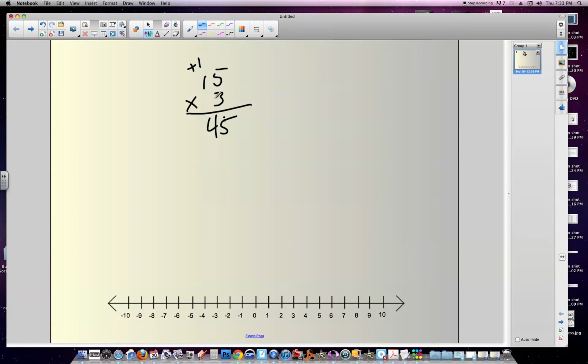The reason that this algorithm works is because of the distributive property. I can write 15 in expanded form as 10 plus 5, and that 15 is being multiplied by 3. So what did we do? We said 3 times 5, so there's 3 5s. And we said 3 times 10, there's 3 10s. And then we added that together. So 3 10s is 30, and 3 5s is 15. And when we add that together, we get 45.